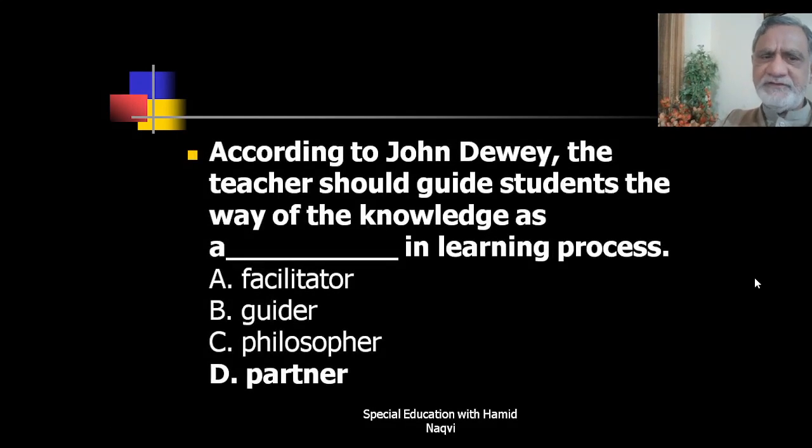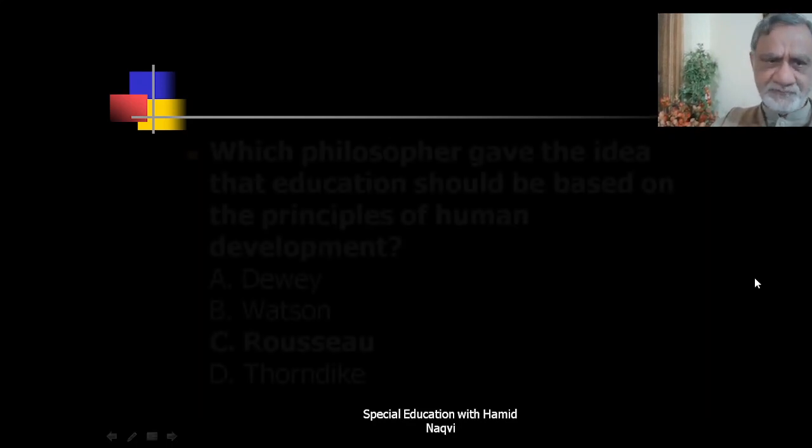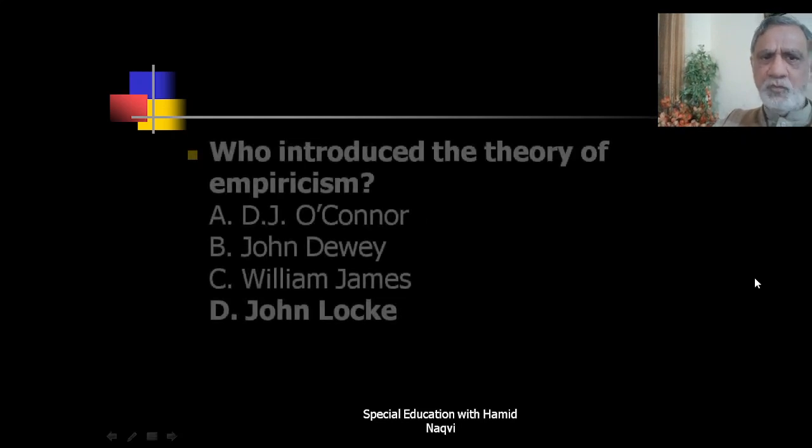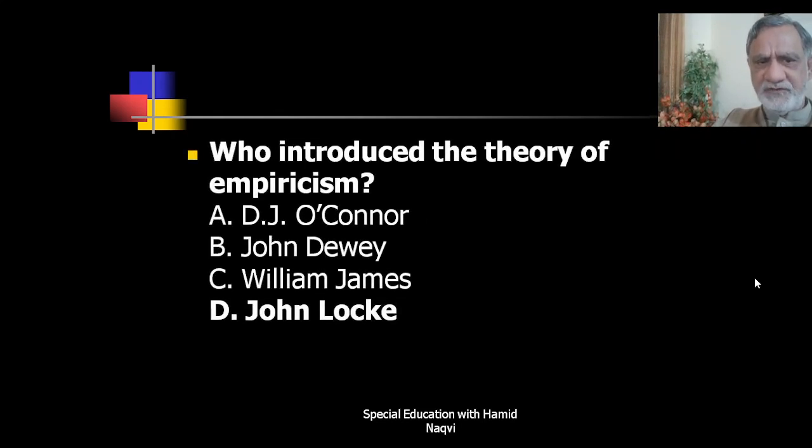According to John Dewey, the teacher should guide students the way of the knowledge as dash learning process, as facilitator, as guider, as philosopher, or as partner. Correct one is the last one, as partner. Which philosopher gave the idea that education should be based on the principle of human development? It was Rousseau. Who introduced the theory of empiricism? It was John Locke.